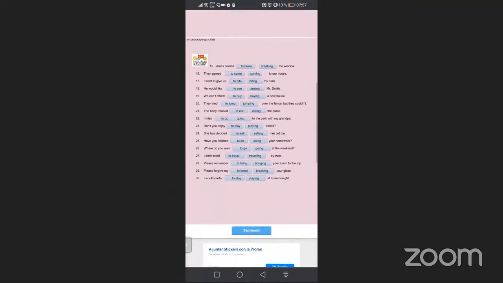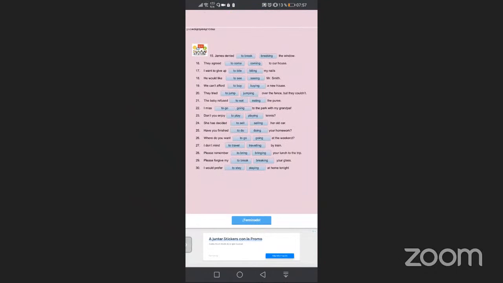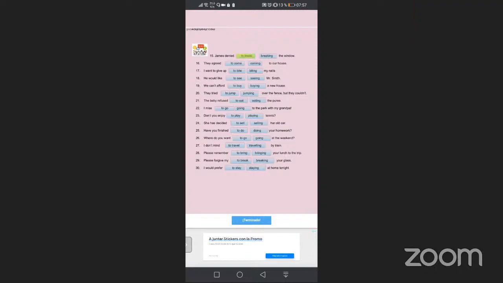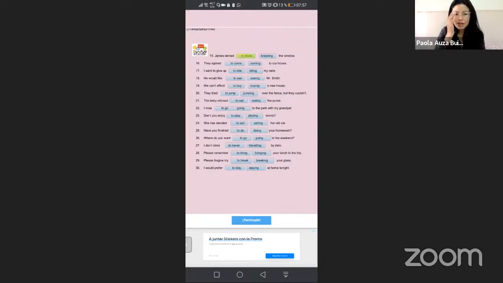Oh, we have another. Oh, there are more. Okay, great. Okay, James denied to break or breaking. To break the window. Okay. You can read it one more time if you want to.